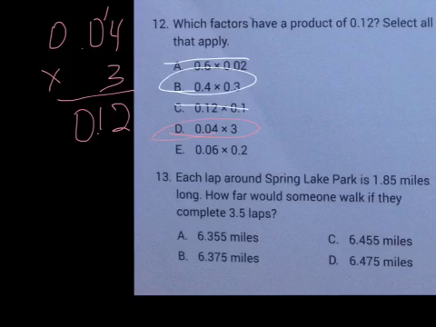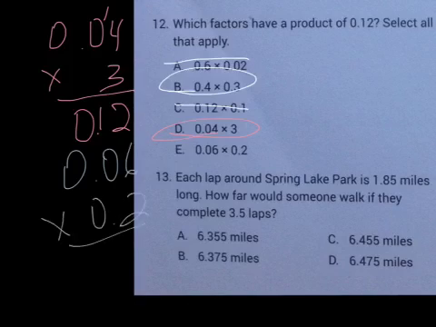Let's look at E. So E is 0.06 times 0.2. We know that 2 times 6 is going to be 12. 2 times 1 is 2. Well, 2 times 0 is 0. And then we're going to bring our 1 down. And then 2 times 0 is 0. But we're going to have that extra 0 place value. So it is not E.